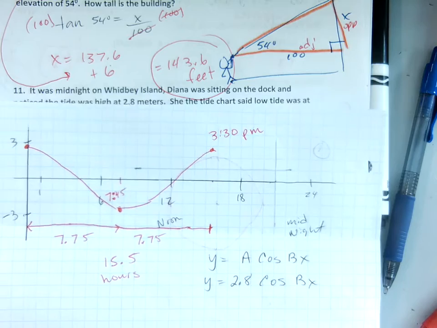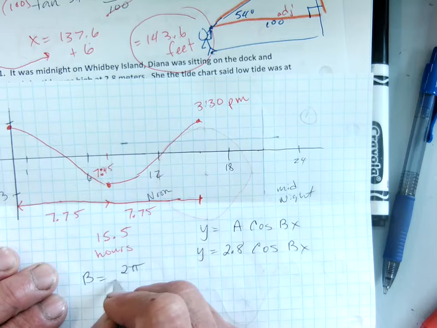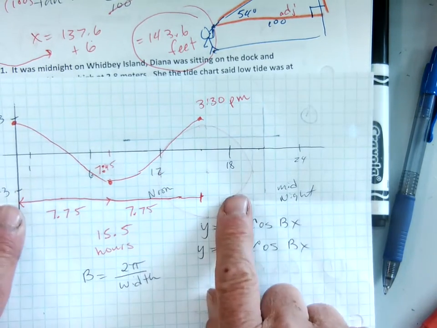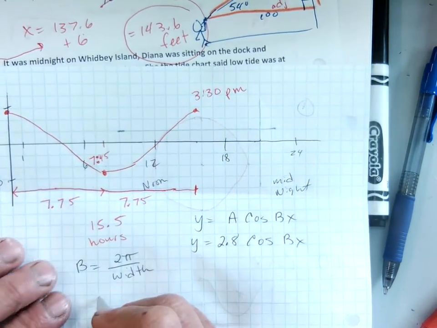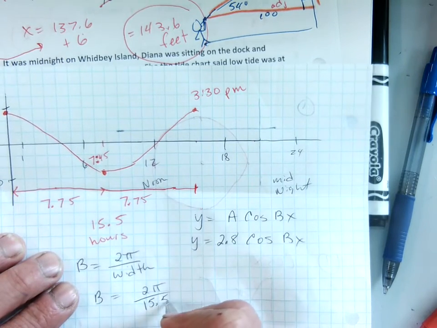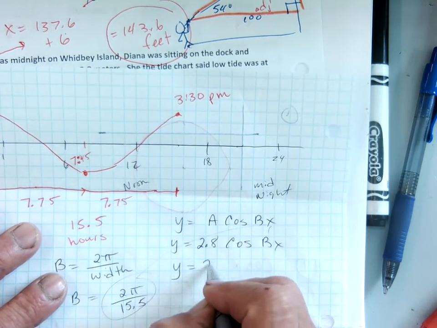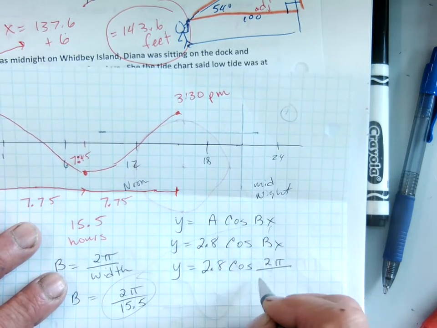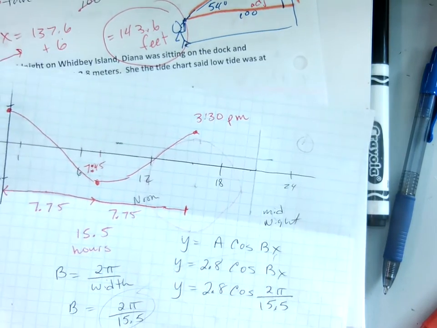Now the b is always 2 pi divided by the width. How wide is one full curve? Yeah, 15.5. So my b is 2 pi divided by 15.5, and I'll put that right there, and my equation is y equals 2.8 cosine of 2 pi divided by 15.5 x. And that is the equation of this tide.